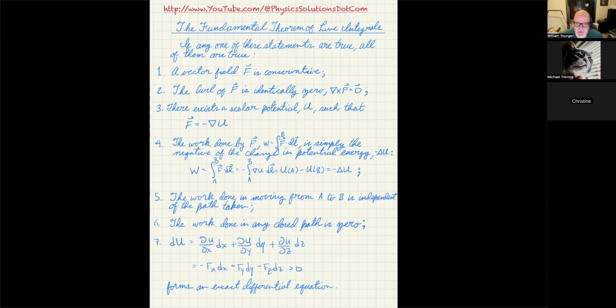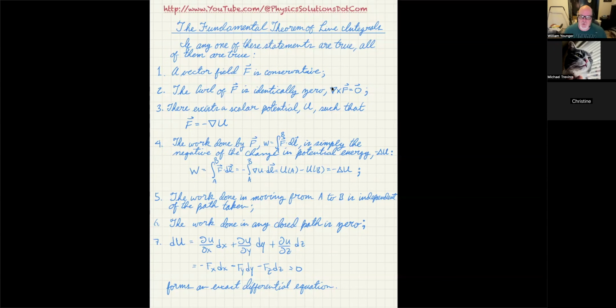Another one, like I said, is the electric field. So a vector field F is conservative. That's one of the statements. If that's true, then they're all true. And then the rest of these are ways you can determine whether or not it is a conservative field. Number two says the curl of F is identically zero. Now, the curl is a mathematical operation, and this is actually it.